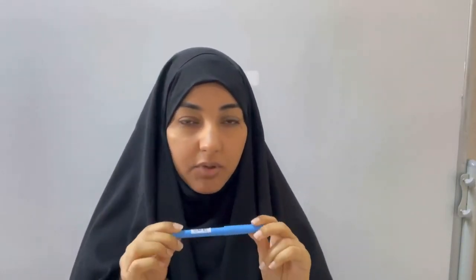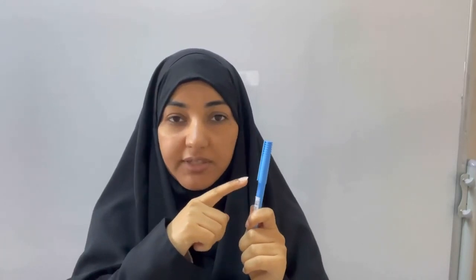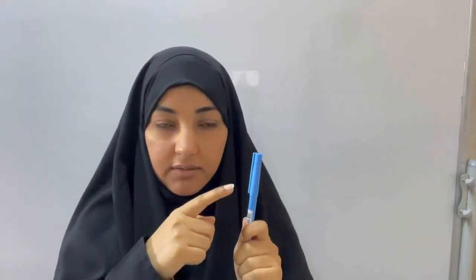So let's get started. فلنبدأ. So what is this? ما هذا؟ هذا قلم. This is a pen. I'm going to give you this example and apply it to all the possessive pronouns. هذا قلم. I already explained the demonstrative. هذا is for third person masculine singular.